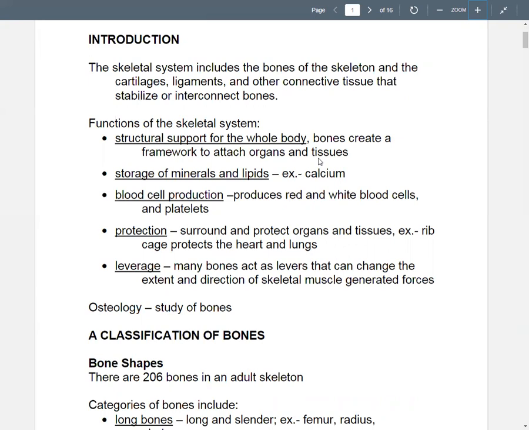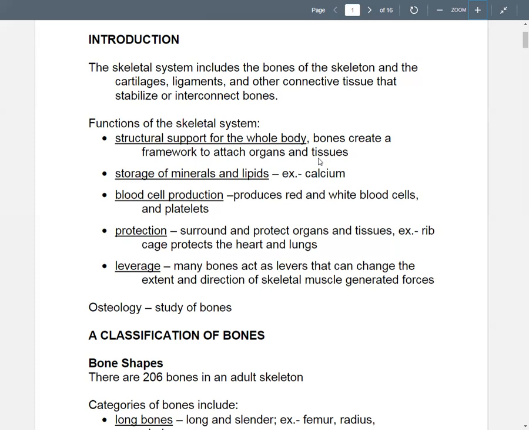So it can provide structural support for your body. It's a framework. Stores lipids and minerals. Right, your bones store calcium. Makes blood cells, both the red and the white blood cells, as well as your platelets. Protects your organs and tissues, surrounds them. Like your rib cage protects your lungs and your heart.